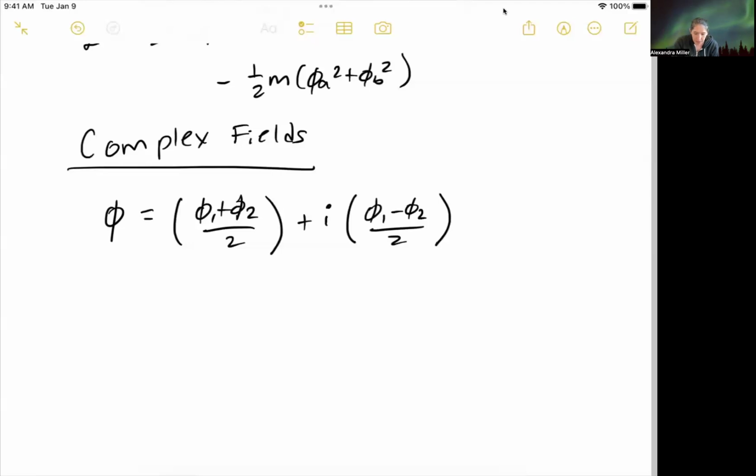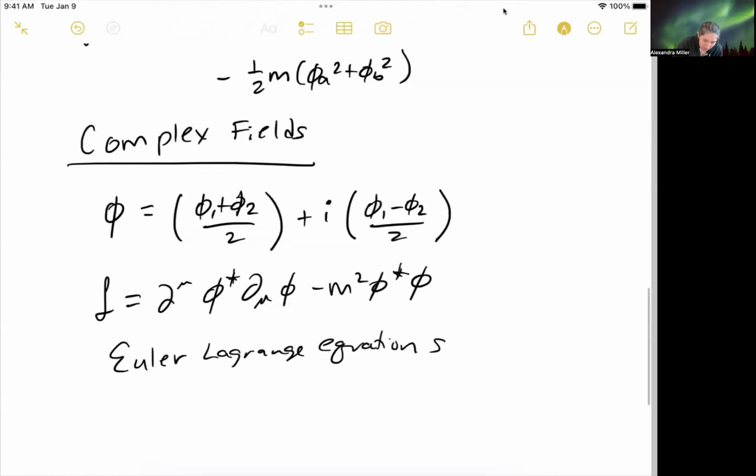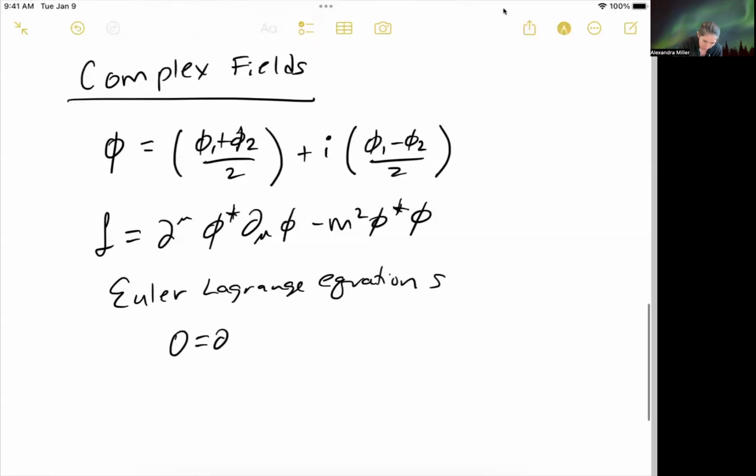If you again find the Lagrangian that would be associated with this, then we can write it in terms of the complex conjugate of phi. And we can find the Euler-Lagrange equations. And we see they're the same as before: d mu d mu phi star plus m squared phi star, and then the same for phi.